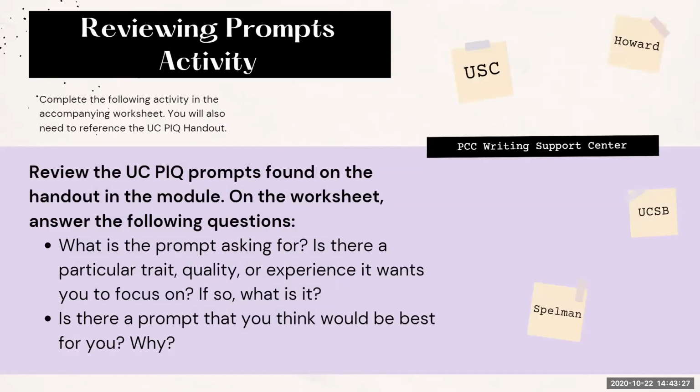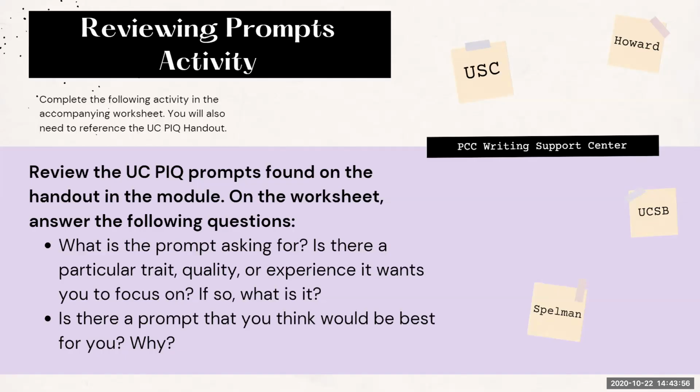So we're going to start off with our first activity, and we're going to start off by reviewing the prompts. So in the module, as I mentioned in the beginning, there's an accompanying worksheet, and that's where you're going to write your responses to this activity. But you will also need to reference the UC Personal Insight Question Guide for Transfer Students handout, and that is also found in the module.